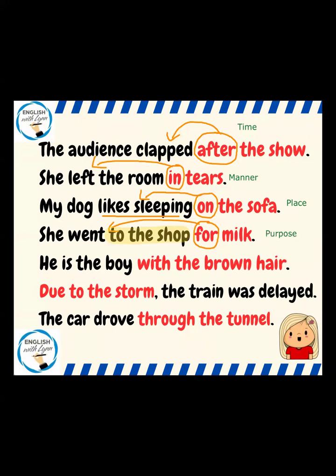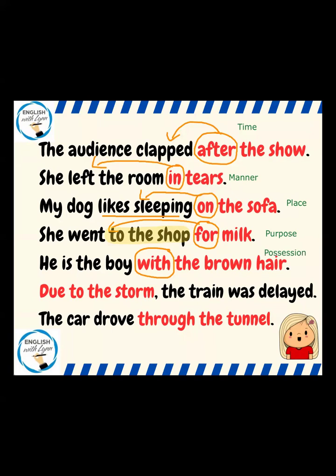The next one: here's the boy with the brown hair. Looking at this, "with" is the preposition, and we are speaking about the hair that belongs to the boy. So we are talking about the possession of it. You might talk about the boy with the fluffy cat. The cat belongs to the boy. So this one here is showing possession.